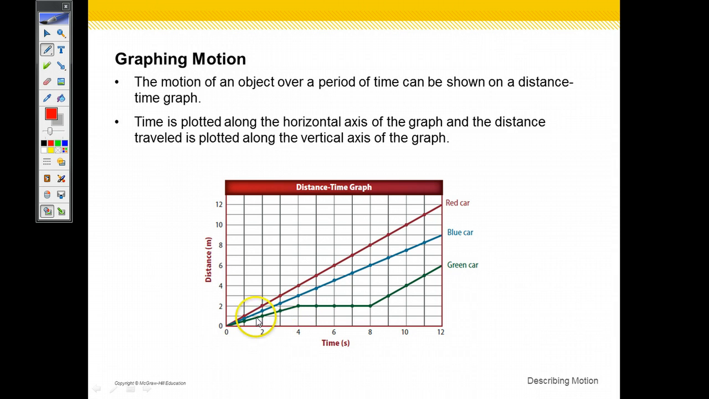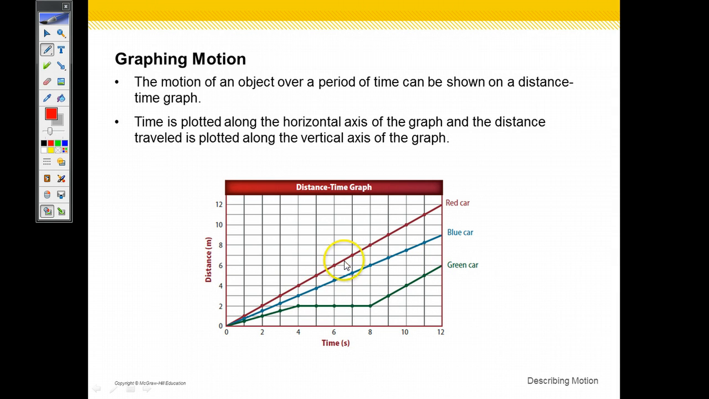The green car is a little crazy because it has a slope, then it has no slope. This car is not moving, and we know that because the distance is not changing. It is staying at 2 meters, and it stays there for 4 seconds. It's not moving, but then it starts moving again.